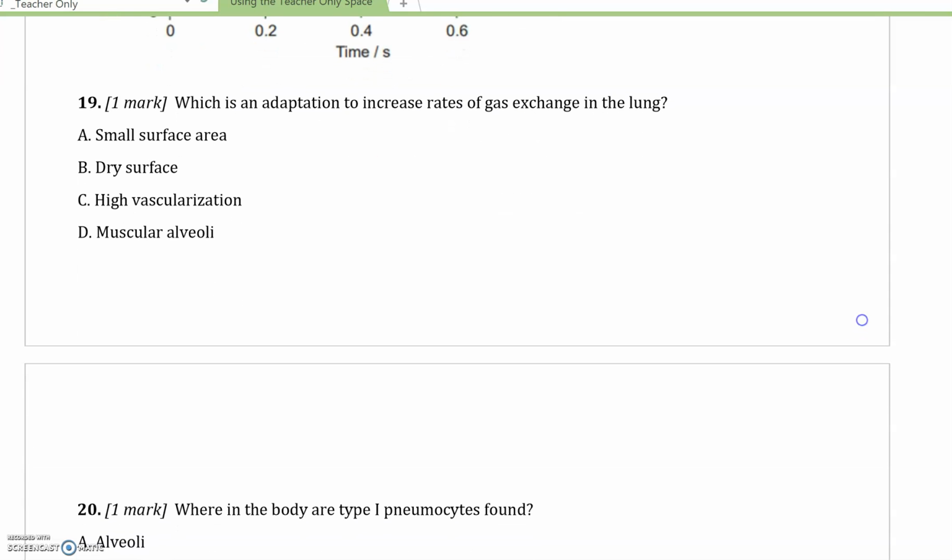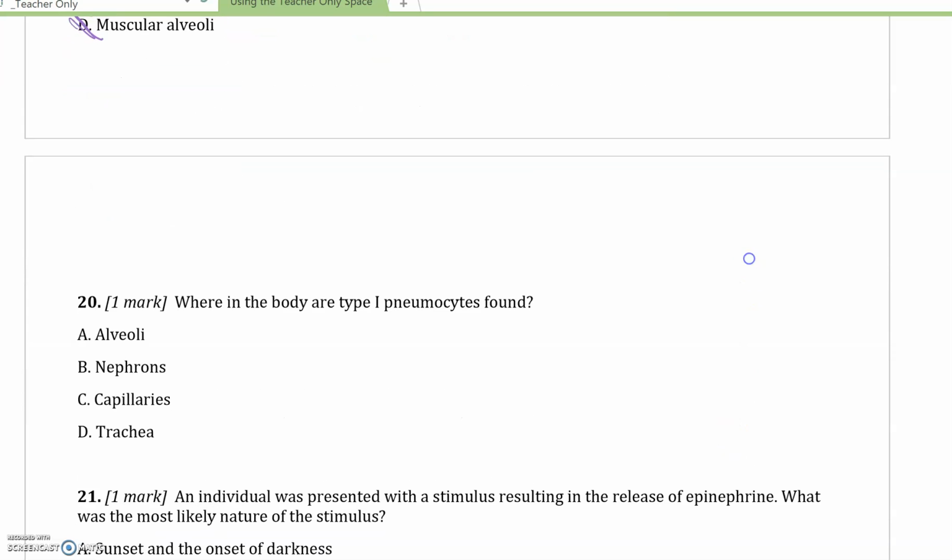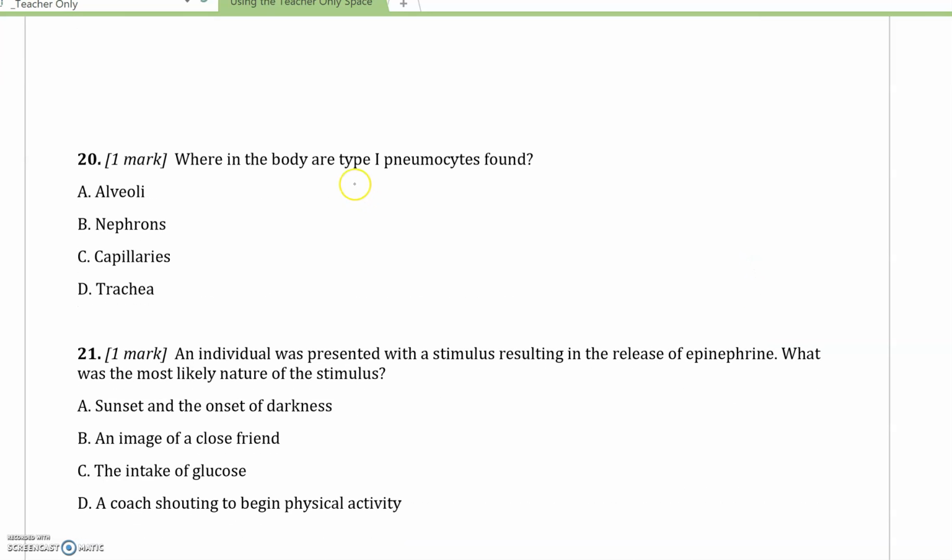Okay, question 19. Which is an adaptation to increase rates of gas exchange in the lung? Well, definitely not small surface area or dry surface. There are no muscles in the alveoli, and there is high vascularization. That means lots of blood vessels, and that obviously helps to increase the rate of gas exchange because it provides lots of places for the gases to go. Okay, where in the body are type 1 pneumocytes found? Well, that is A again, that is the alveoli.